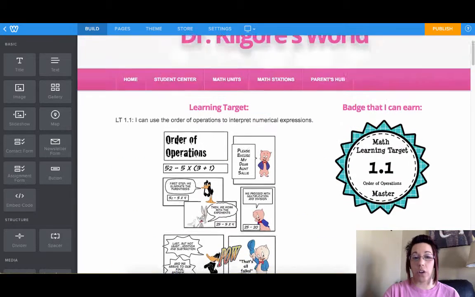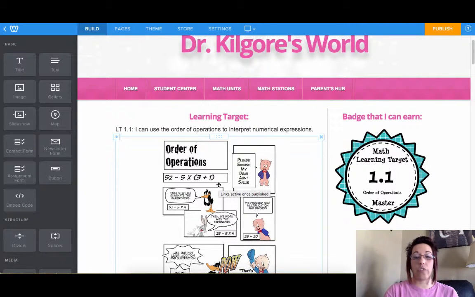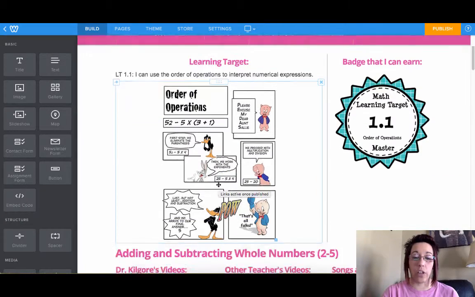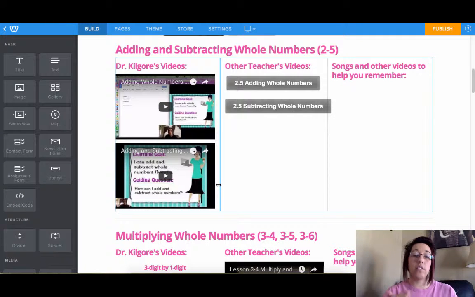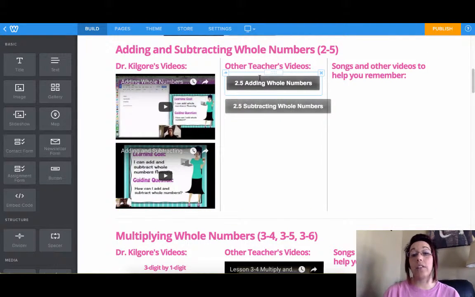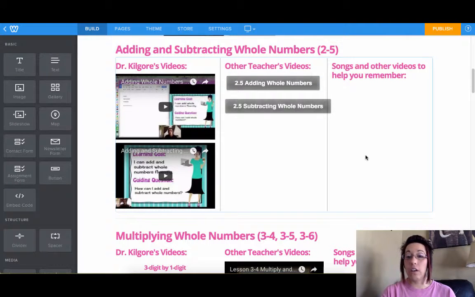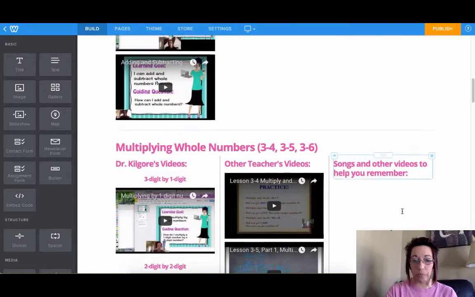In this learning target, I can use the order of operations to interpret numerical expressions. In our proficiency scale, there were several little subtopics for this target. One of them happened to be adding and subtracting whole numbers, because in 5th grade we really do have to brush up on their regrouping skills. So I have some flipped videos there from my colleagues at our other 5-6 building on the same topic, and sometimes I'll put in some songs or things to help them remember.